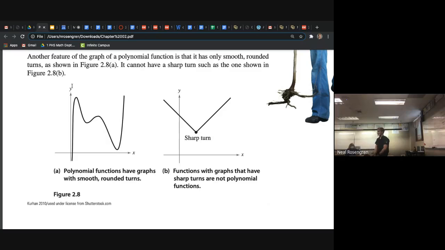We don't have things like absolute value, where it takes that sharp turn and things drastically change in terms of the slope. I mean, you're looking at absolute value, right? That's a piecewise function of two linear graphs, one with a positive slope, one with a negative slope, and it takes that sharp turn somewhere. Those are not polynomials, which is awesome. We like the ones on the left, not so much the ones on the right.